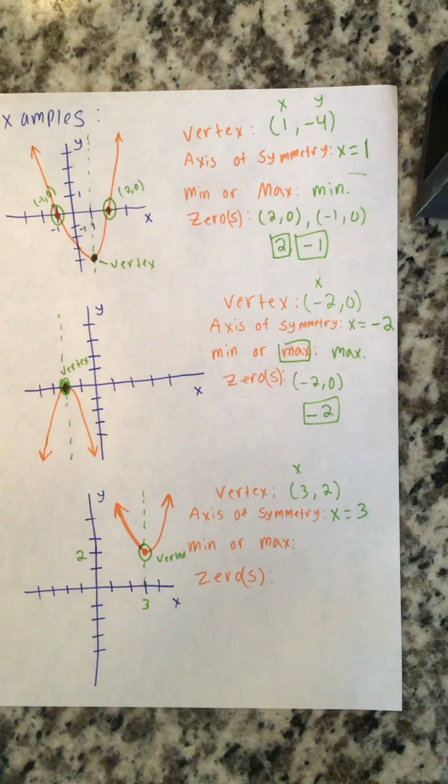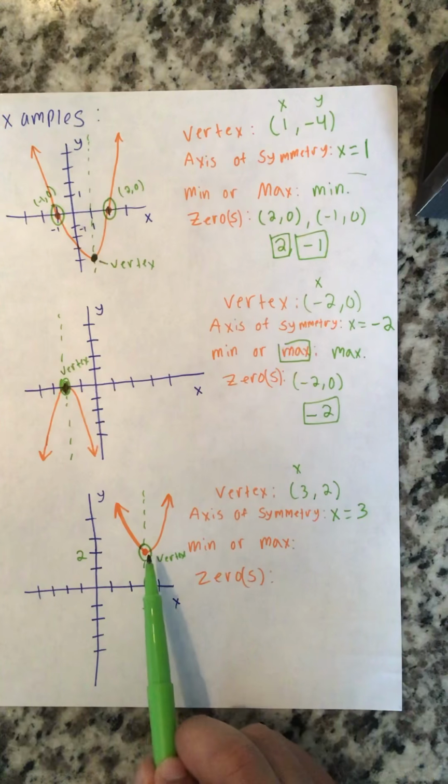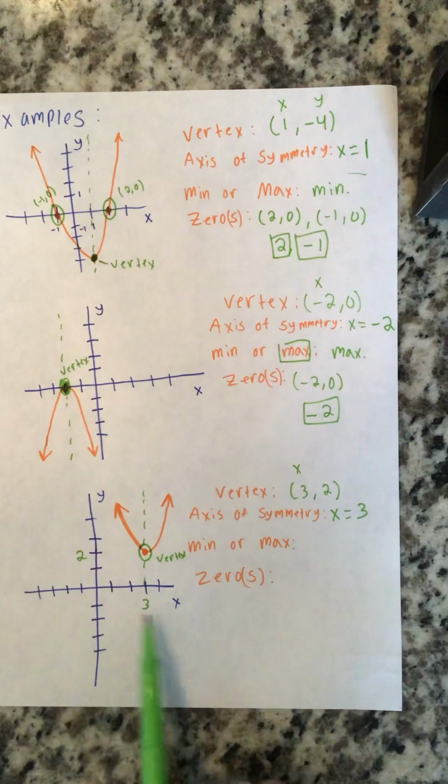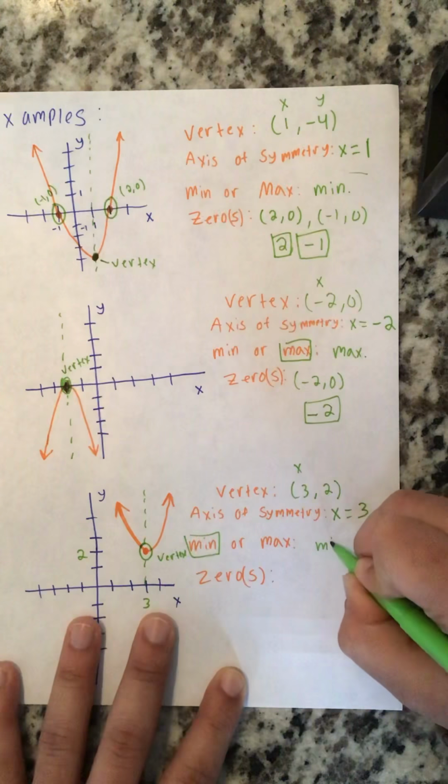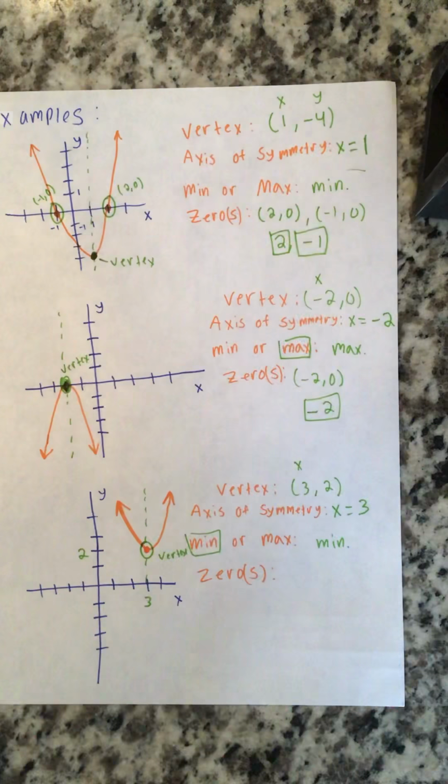Okay. Next, min or max. Okay. So if we look, is my vertex the minimum value or is it a maximum value? Right. So just looking at it, this vertex is the lowest point in the graph. Right. There's nothing below it. So this is a min. The vertex is a minimum value.